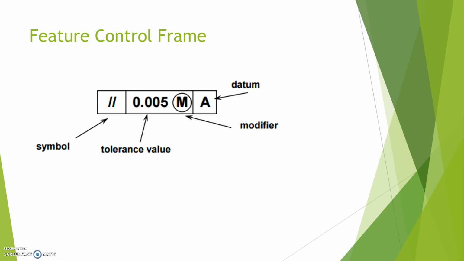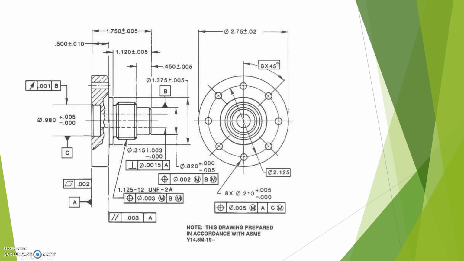To show where the datum is, you use what's called a datum identifier. And so anywhere on the drawing where you see that special triangle and the box with a letter in it, you know that's a datum. And so that's where your geometric tolerance is being referenced from.